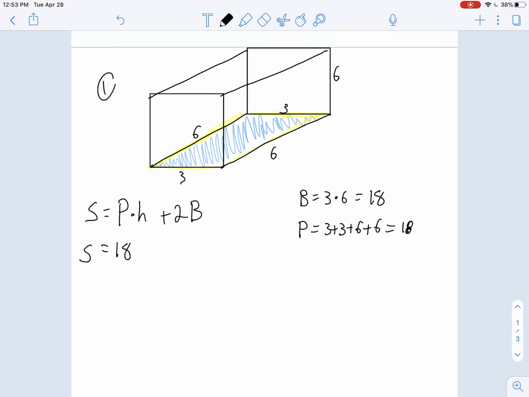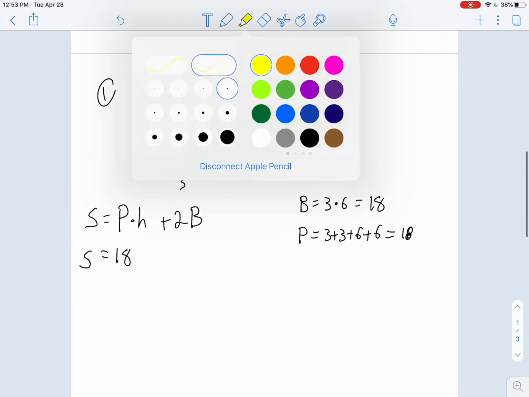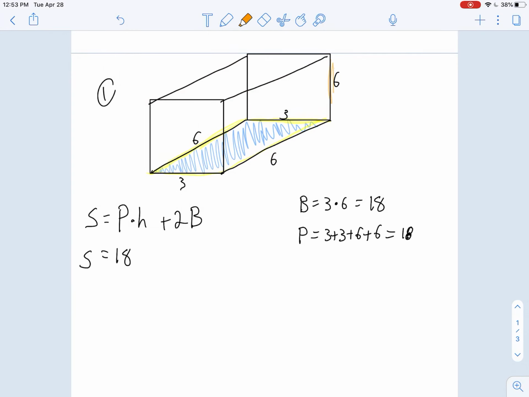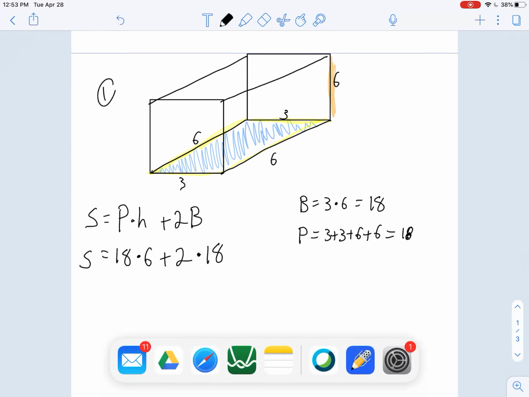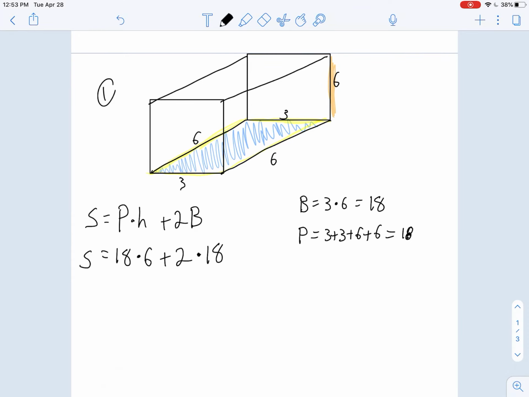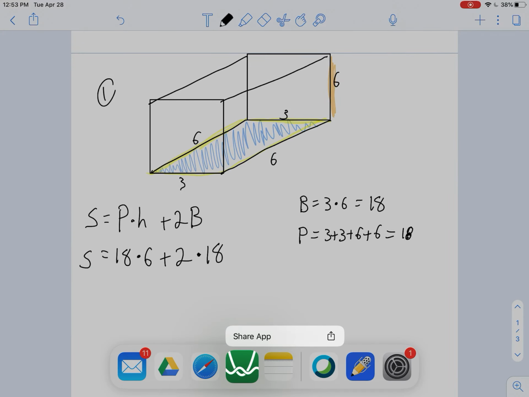Now that H, I need the height of the prism. Well, that value is this 6 right over here. So I'm going to take 6 and multiply it by the 18, equals, plus 2 times the area of the base, which was also 18.